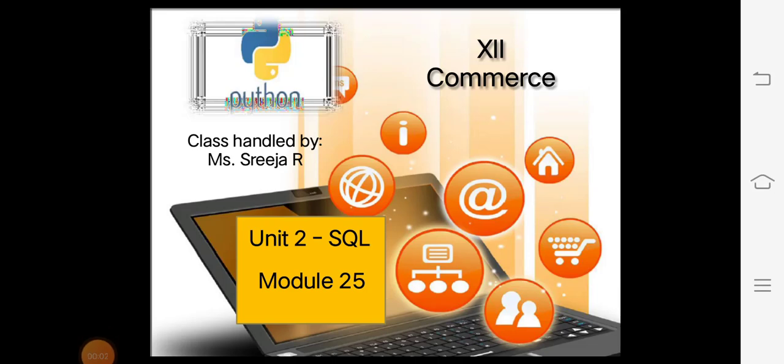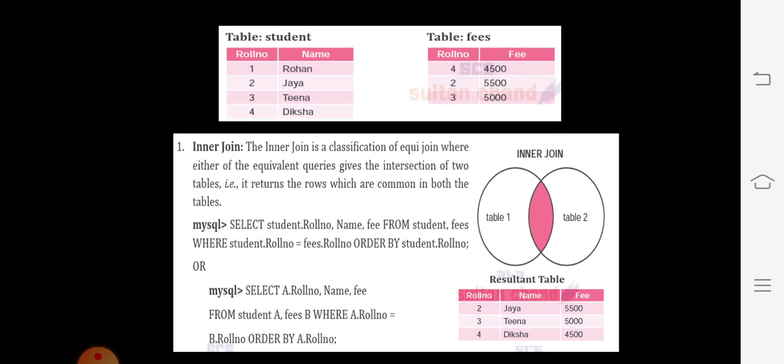My dear children, this is also a continuation of join clause. Consider two tables, that is student and fees. Here both of the tables have roll number as a common column. Here we are going to discuss the classifications of equijoin, that is inner join and outer join. Equijoin also has other classifications like left and right.